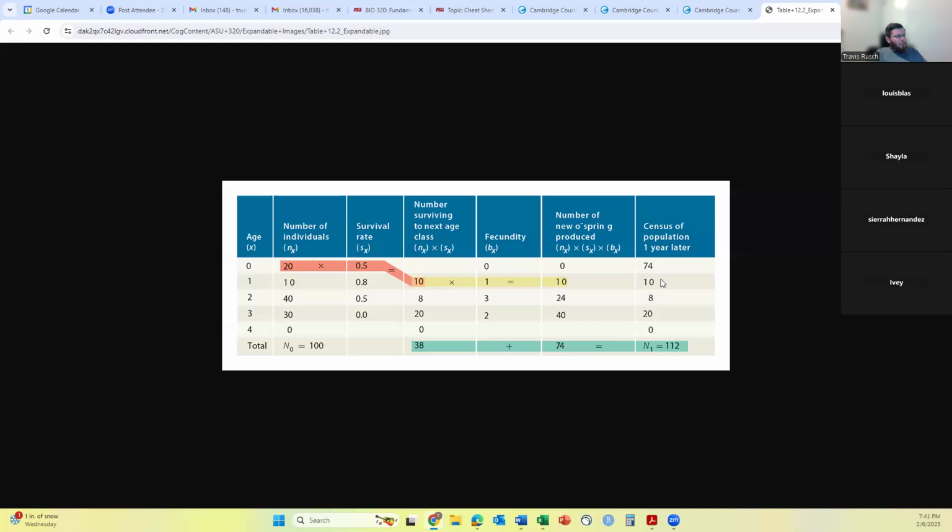Of the previous newborns, of that 20, 10 of them survived to be 1-year-olds. From the previous 1-year-olds, where we had 10, 8 of them survived to be 2-year-olds. The 42-year-olds survived at a 50% rate, so 20 of them survived. And then the 3-year-olds had a 0% survival, so all 30 of the 3-year-olds died, and that's why this value here is 0. But we had higher births than deaths, so our population for the second year is 112. So the population grew from 100 to 112 from year 1 to year 2.